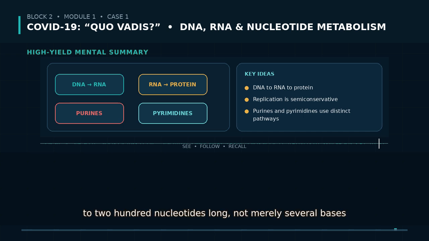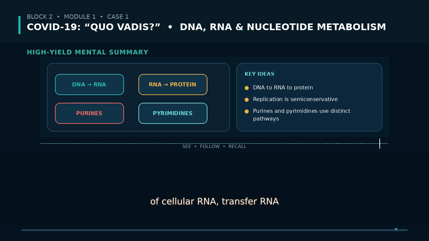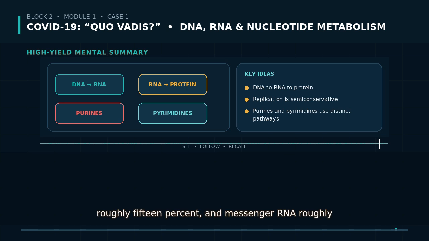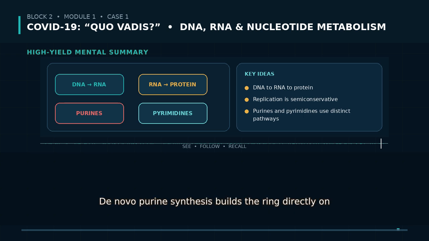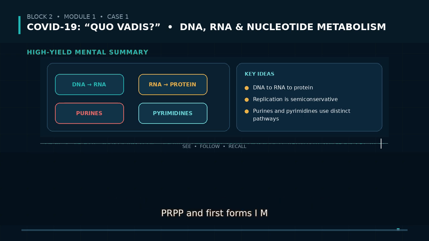PRPP is the activated ribose donor shared by de novo and salvage pathways. De novo purine synthesis builds the ring directly on PRPP and first forms IMP. The committed enzyme is glutamine PRPP amidotransferase. IMP becomes AMP using GTP and aspartate, while IMP becomes GMP using NAD+, ATP, and glutamine. HGPRT salvages hypoxanthine into IMP and guanine into GMP.